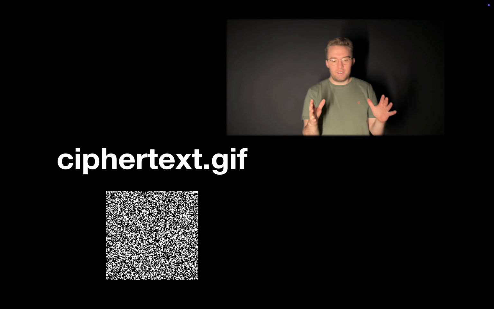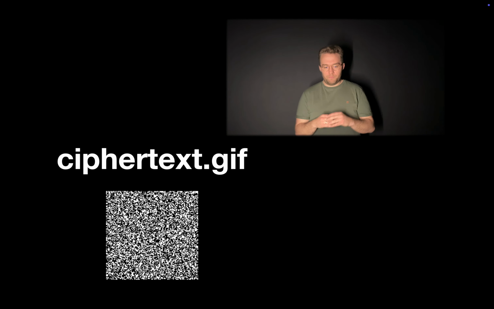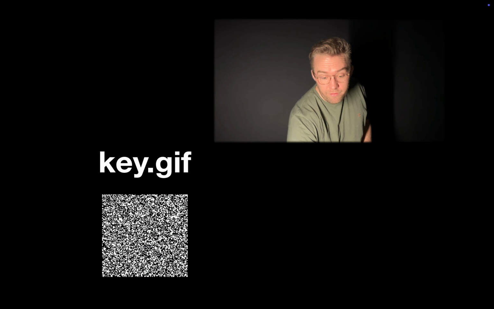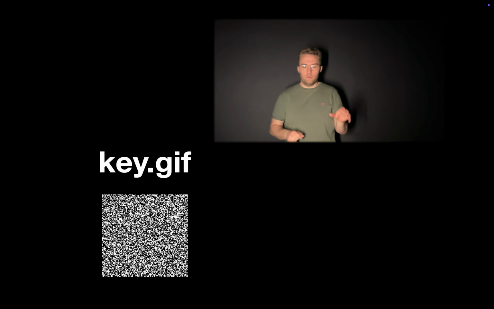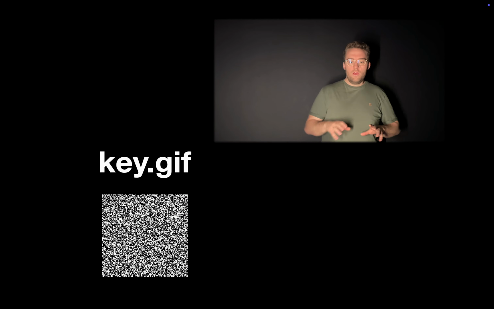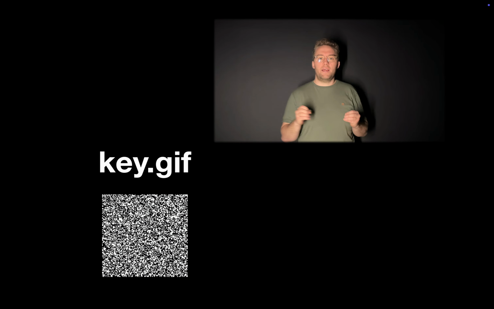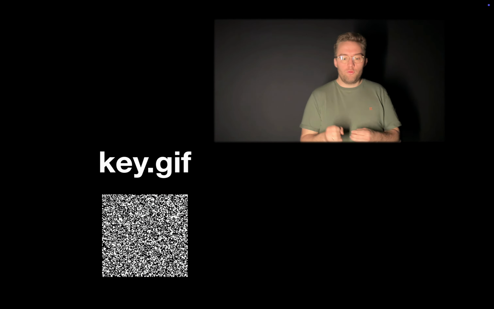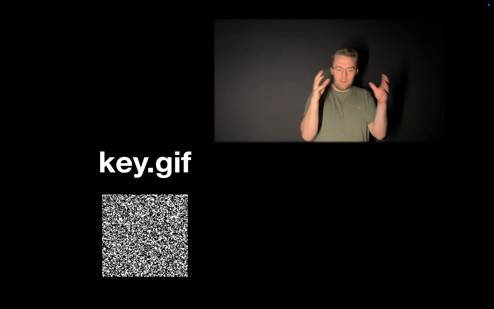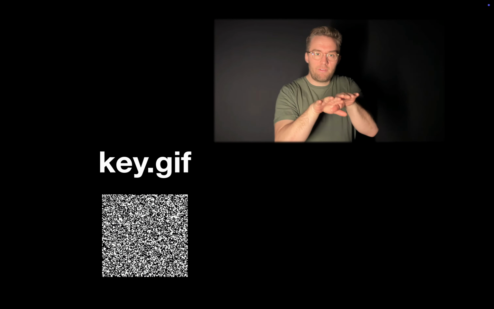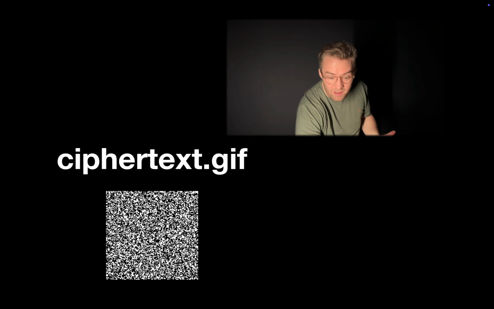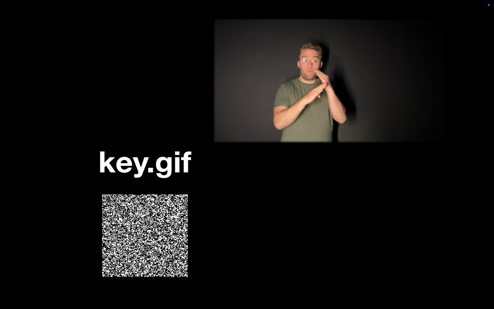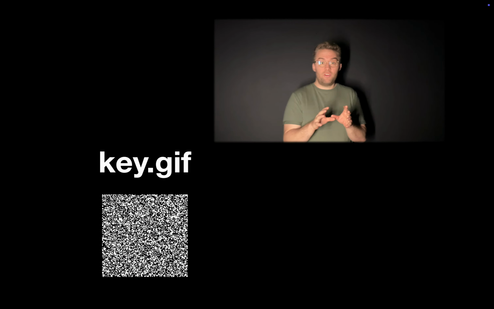So we have a ciphertext that is this GIF, and then we have the key GIF. If you convert them into computer language, ones and zeros, we get some ones and zeros in this kind of pattern, as you see here. This is a very visual example. So we have the ciphertext, and we use the XOR operation, which is exclusive OR.